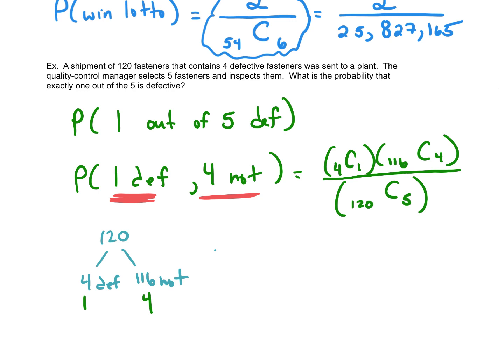So this is how we find our probability: 1 out of the 4 that are defective, 4 out of the 116 that are not, total of 120, choose 5. Now again, you could literally put these in your calculator. I did this one, and it turns out to be 0.1503. You can try it in your calculator. Obviously, make sure you put the parentheses and everything in there when you're doing your combinations, but you should get the same number.